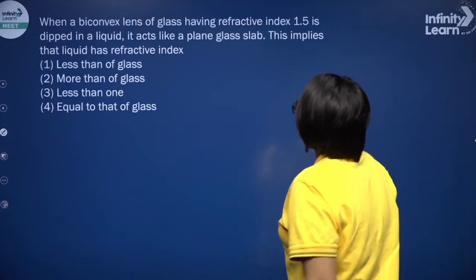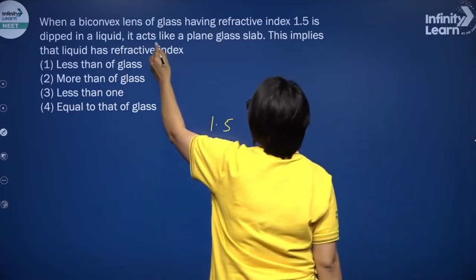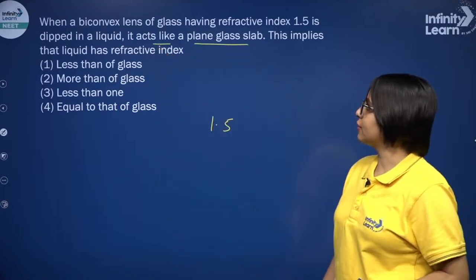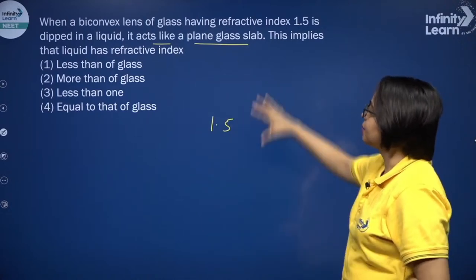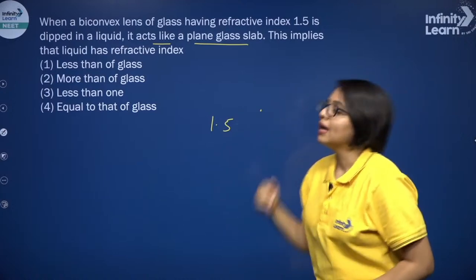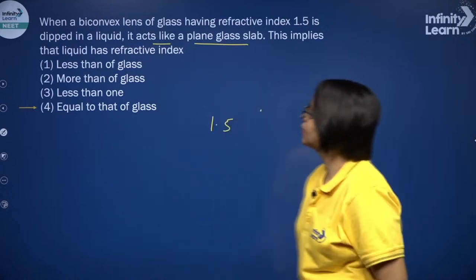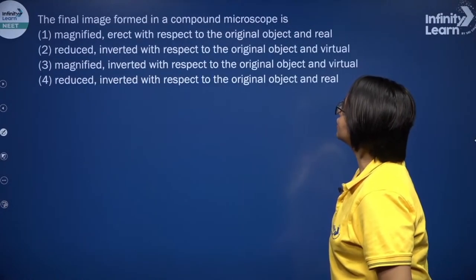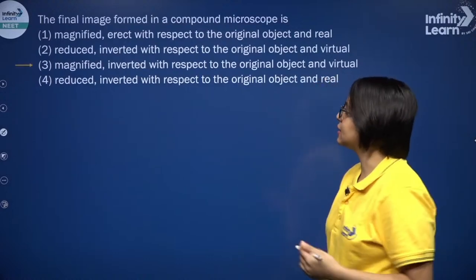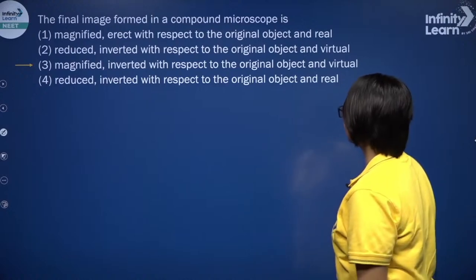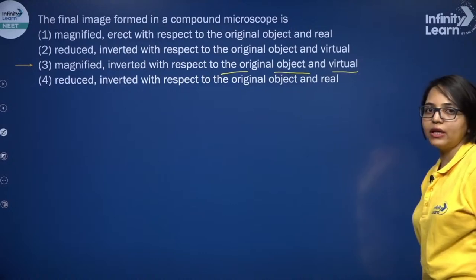Next is, when a biconvex lens of glass having refractive index 1.5 is dipped in liquid, it acts like a plain glass slab. This implies that the liquid has refractive index. When any lens is behaving like a plain glass slab in a liquid, that means the refractive index of the liquid and the refractive index of the lens are equal. So the correct answer will be option 4. Next is this one. The final image formed in a compound microscope is magnified, inverted, and virtual. It is inverted with respect to the original object, but it is virtual in nature.